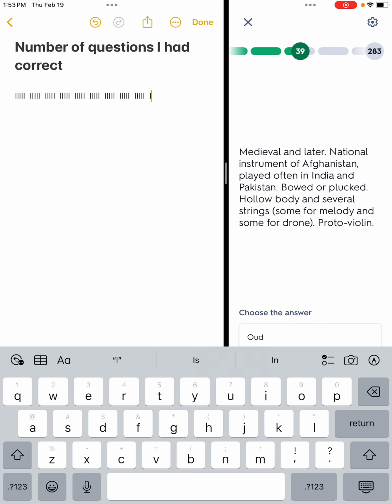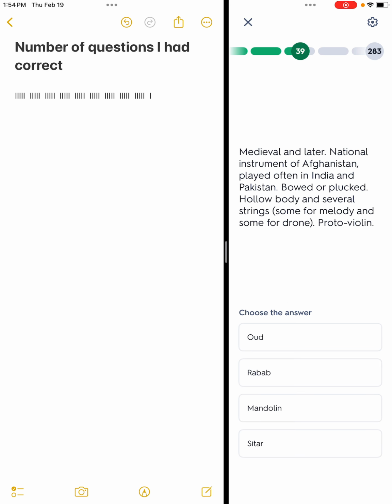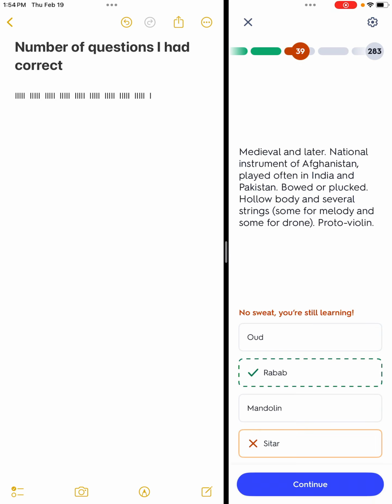Medieval and later. National instrument of Afghanistan, often played in India and Pakistan. Bowed or plucked, hollow body with several strings, some for melody and some for drone. Proto-violin. Sitar. Sitar would have to be it. No, rebab. Oh.